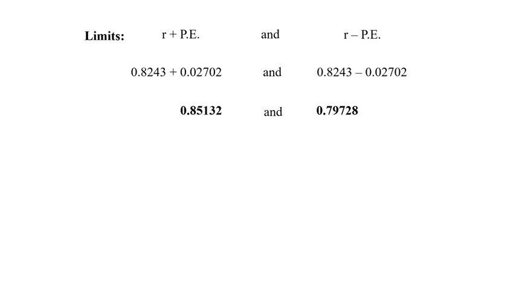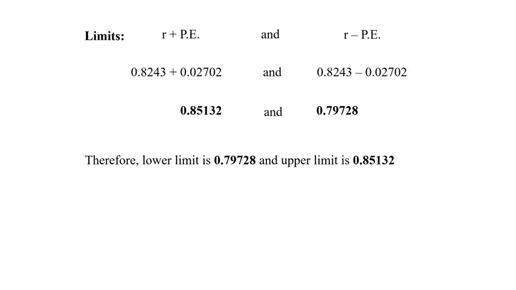If you computed the correlation coefficient among those 64 samples, the answer will be in between 0.79728 and 0.85132. That means the lower limit is 0.79728 and the upper limit is 0.85132. Okay, you can also write first R minus PE and next R plus PE.